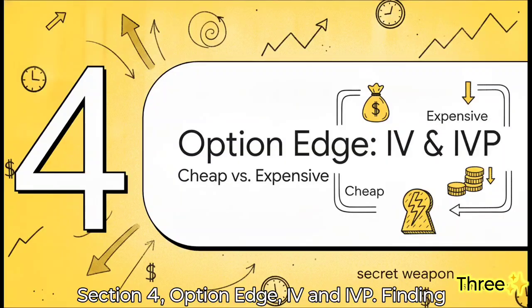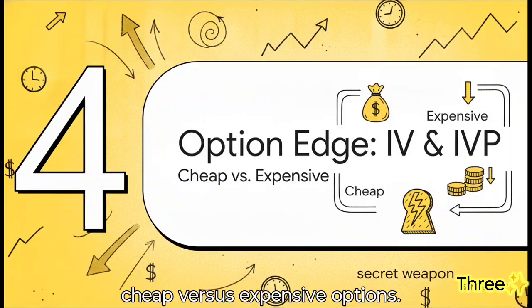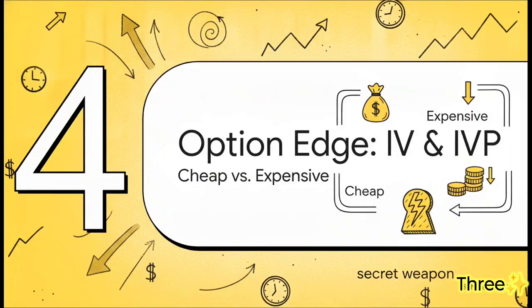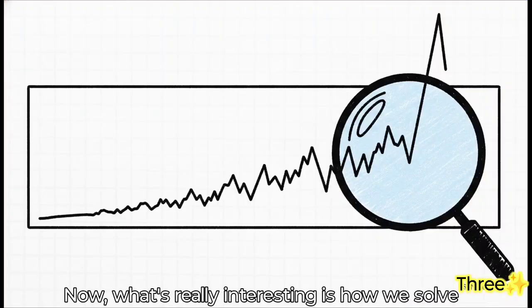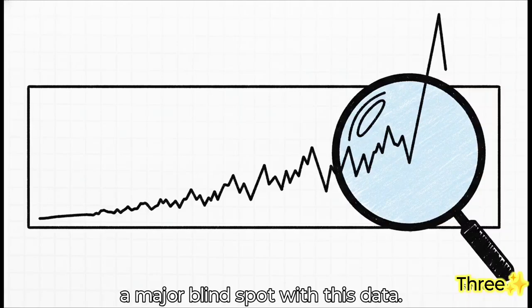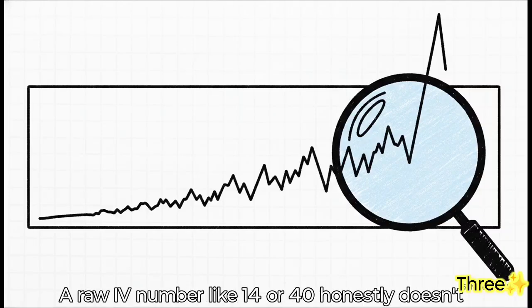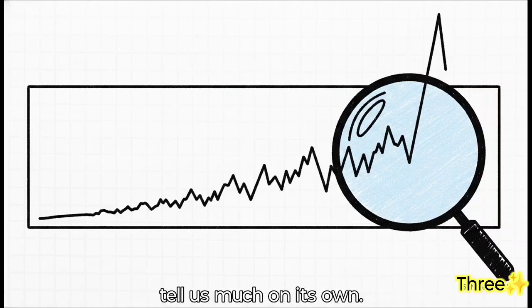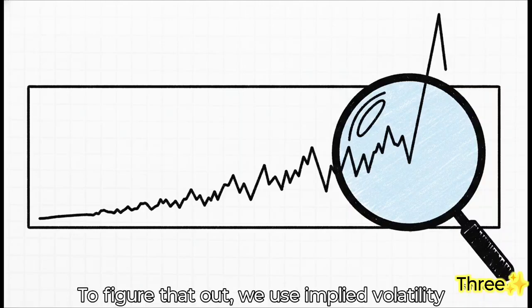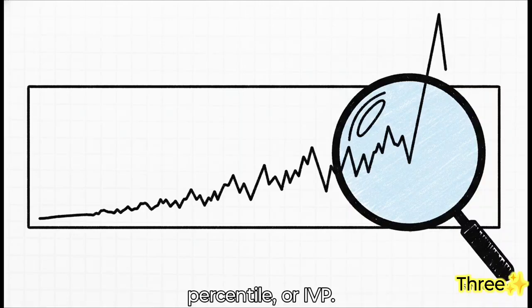Section 4. Option edge, IV and IVP. Finding cheap versus expensive options. Now, what's really interesting is how we solve a major blind spot with this data. A raw IV number like 14 or 40 honestly doesn't tell us much on its own. Is it high? Is it low? To figure that out, we use implied volatility percentile, or IVP.